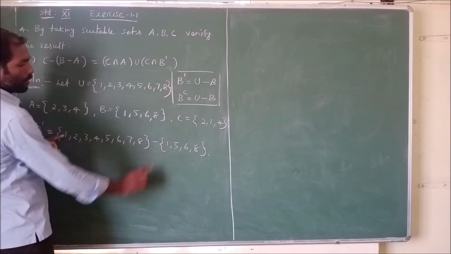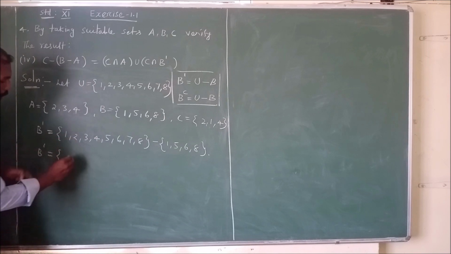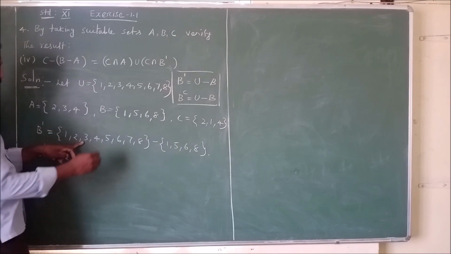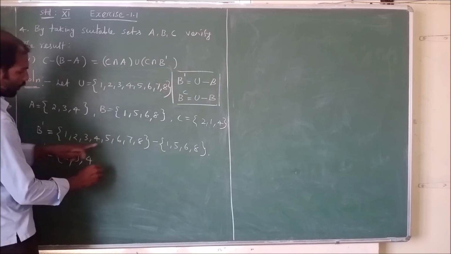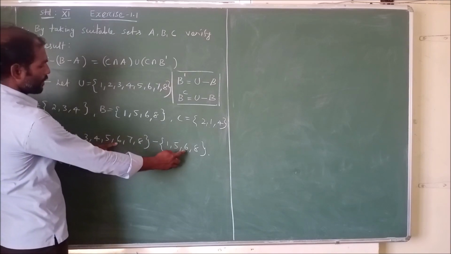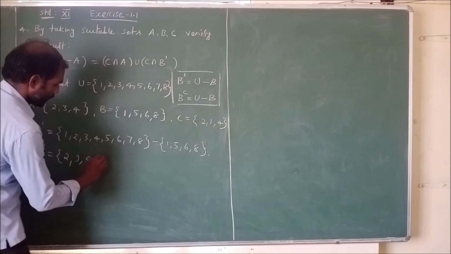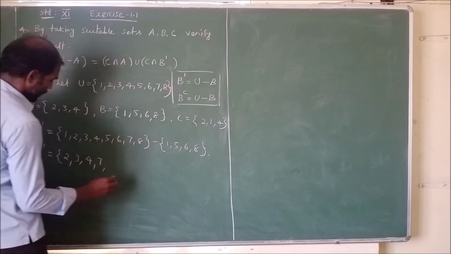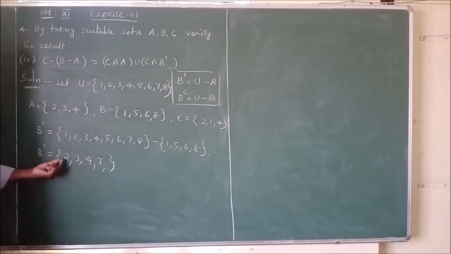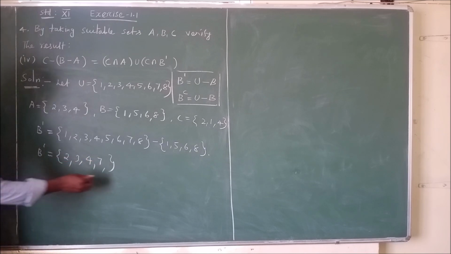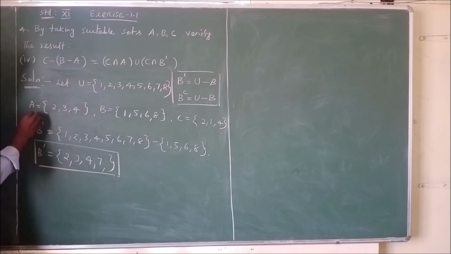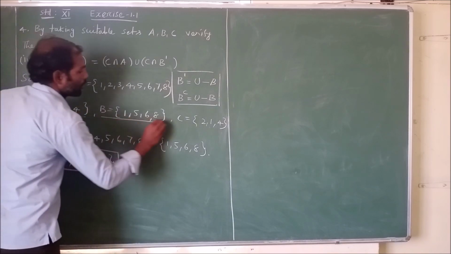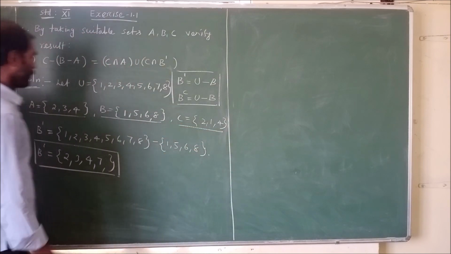So 1 minus 1 leaves nothing. The other entries are 2, 3, 4. 5 is subtracted, 6 is subtracted, 7 remains, 8 is subtracted. So the remaining entries are 2, 3, 4, 7. This is B dash. The set is B dash. This one is B dash.